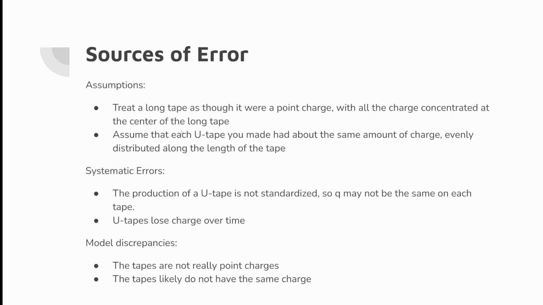So we did make some assumptions along the way. We treated each tape as though it was a point charge, even though it is not, and we assumed that each U tape was made about the same way, so they should have about the same amount of charge, and we're also assuming that it's evenly distributed. Systematically, we can't guarantee that each tape is the exact same, and they also lose charge over time and through handling, so those are sources of errors, but the model is also wrong because we made these assumptions.